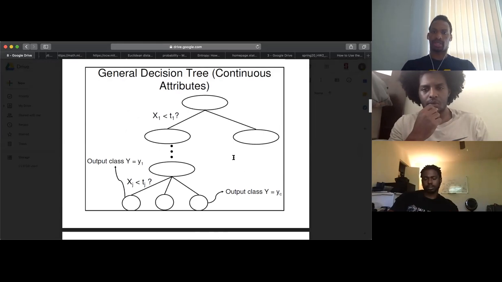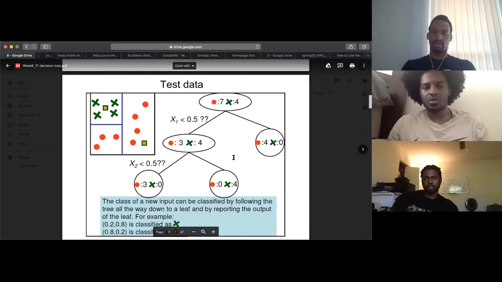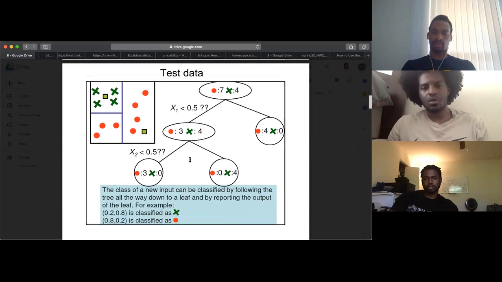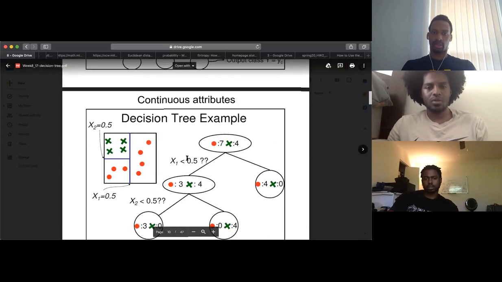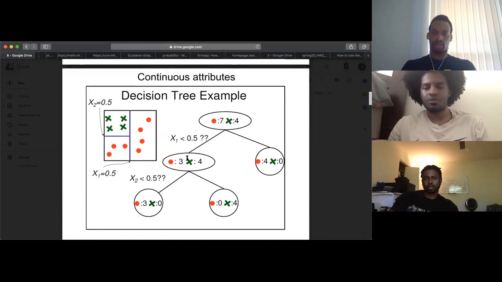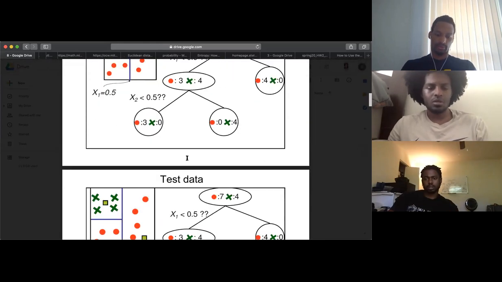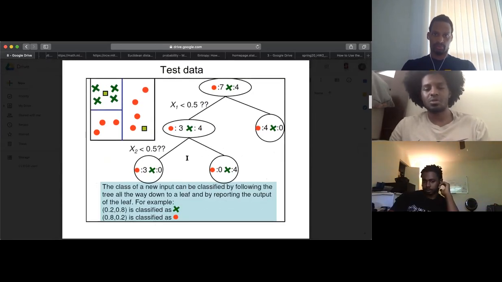But what were we doing just a second ago? Wasn't that continuous? No, these are discrete. Oh, these are discrete? Oh, actually, you might be right. These are continuous, because the probabilities are fluid.